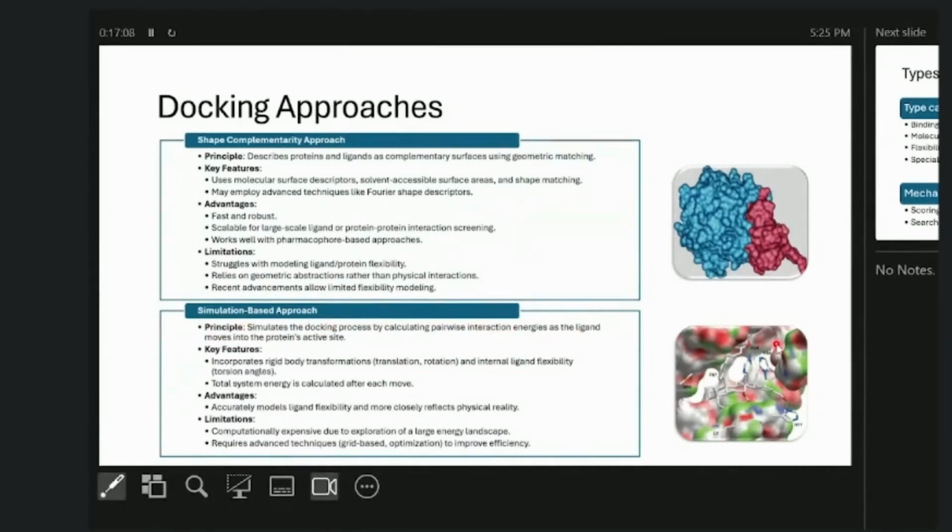Simulation-based approaches are basically searching through a whole space of different orientations, for example, and we measure the energies of these different orientations. As you can see here, it simulates the docking process by calculating pairwise interaction energies as the ligand moves into the protein site. So we can imagine the ligand changing its position, and each time it calculates its energy, and it finds an optimal position through which the Gibbs energy is minimized, which is the most favorable state. We'll see later what kind of algorithms can solve this problem. The problem with it is that it is computationally intensive and expensive, and thus it takes a greater time for the docking to take place.